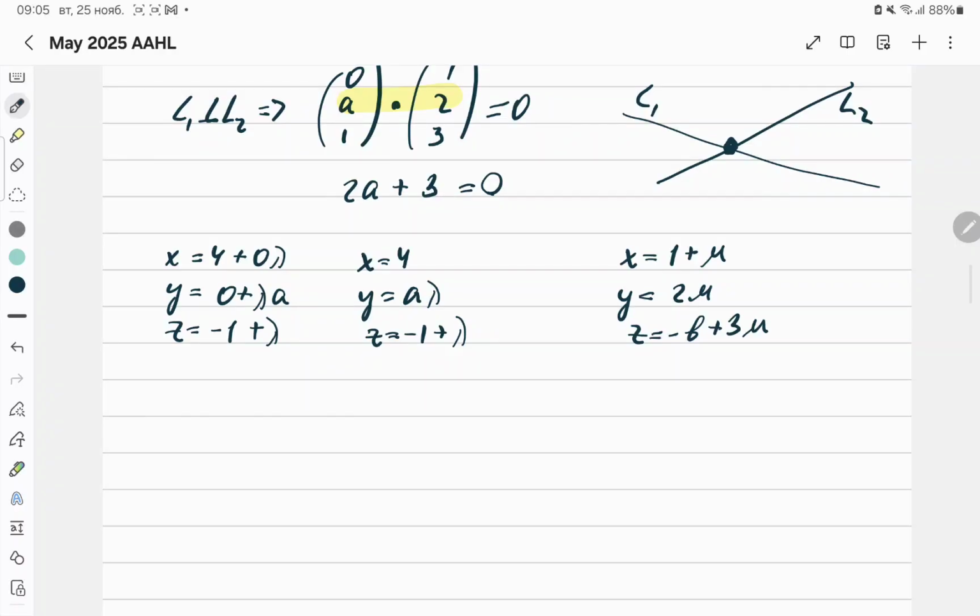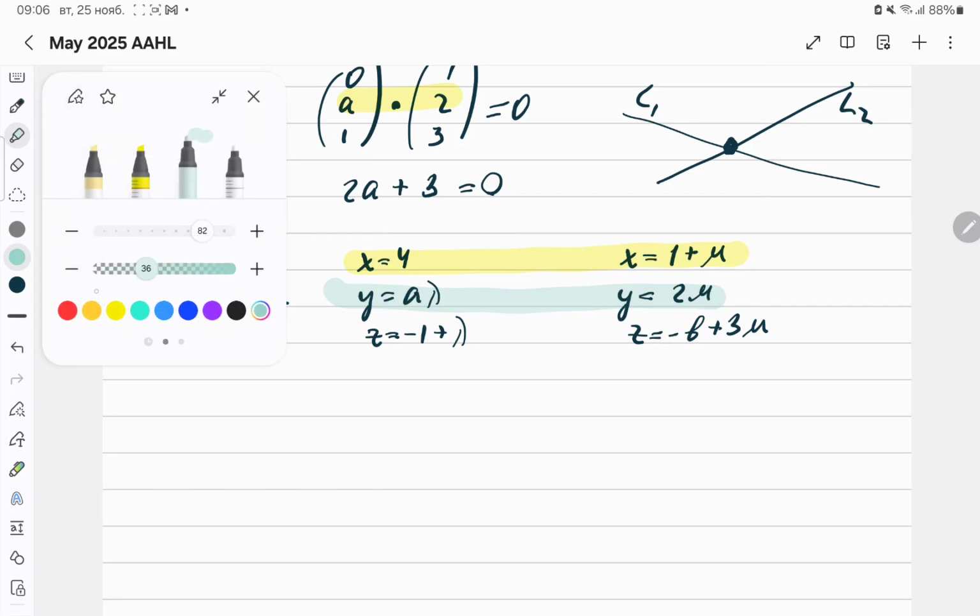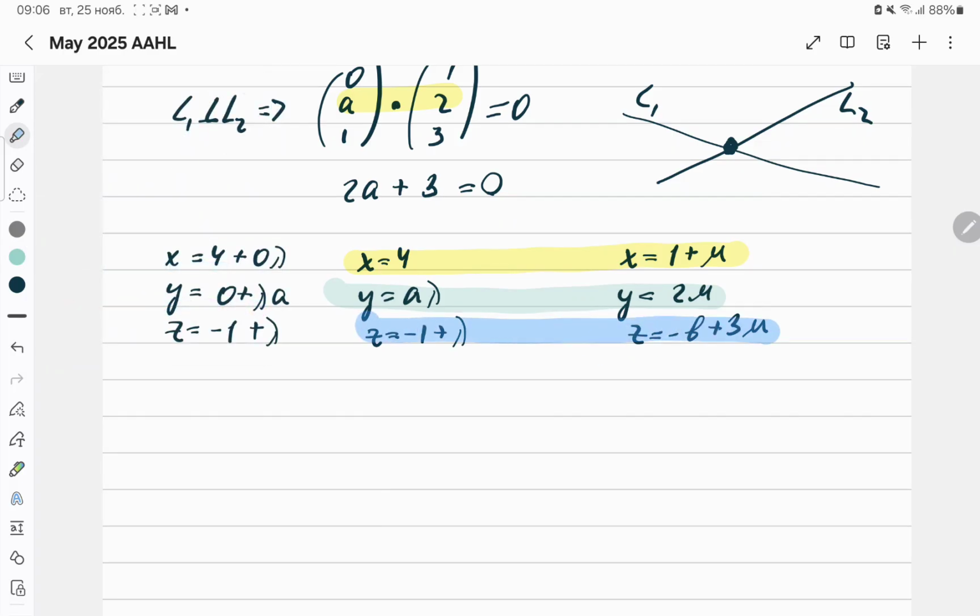Now it says they intersect at one unique point, which means they have the same coordinates. So we can equate these equations. It's 4 equals 1 plus mu, a lambda equals 2 mu, and minus 1 plus lambda equals minus b plus 3 mu.